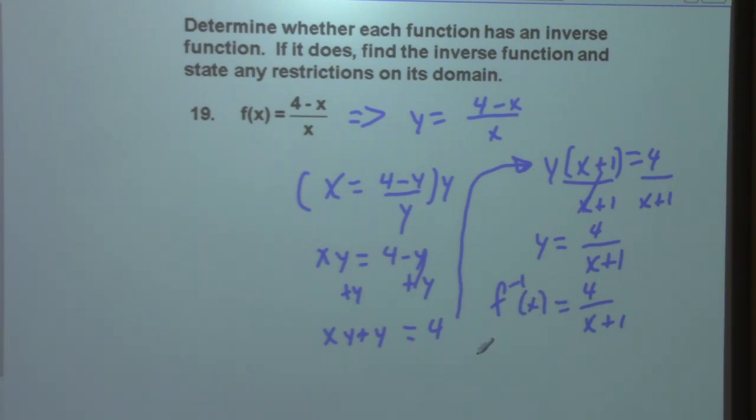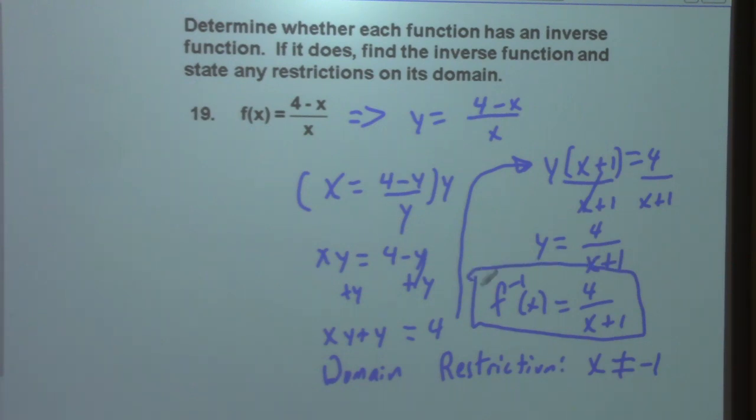Now, are there any domain restrictions here? Yes. What's the domain restriction for this one? x cannot be 1. Okay, almost. The domain restriction: x cannot equal -1. Okay?